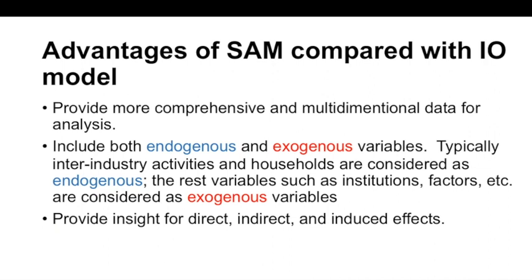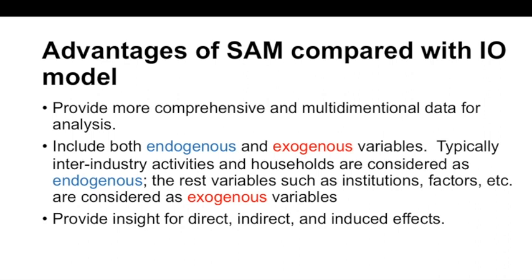Let's talk about the advantages of SAM compared with the IO model. As I mentioned earlier, SAM is an expansion of the IO model. It can provide more comprehensive and multidimensional data for analysis. It includes both endogenous and exogenous variables. Typically, the inter-industry activities and households are considered endogenous, meaning that those are the things inside the system. And the remaining variables, such as institutions and factors, are considered exogenous variables.